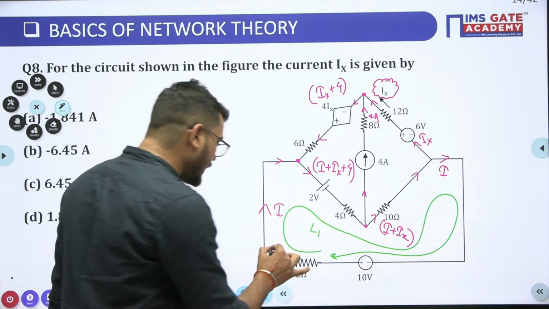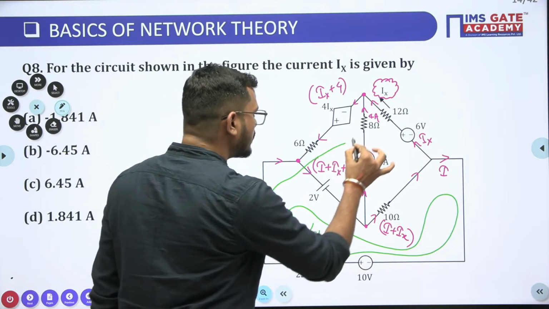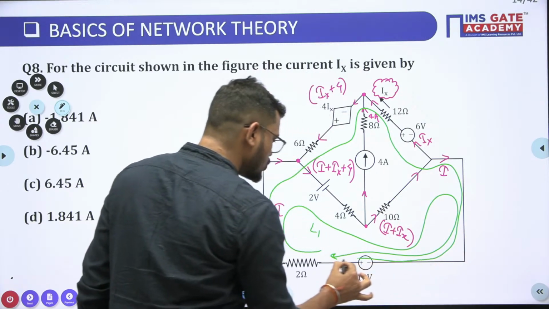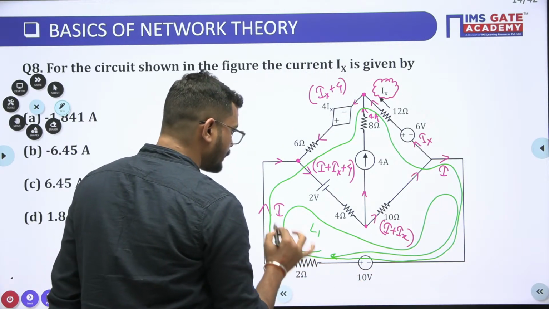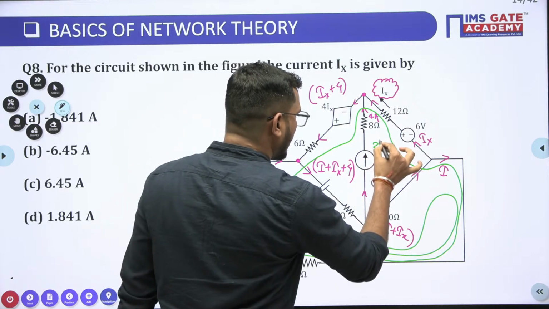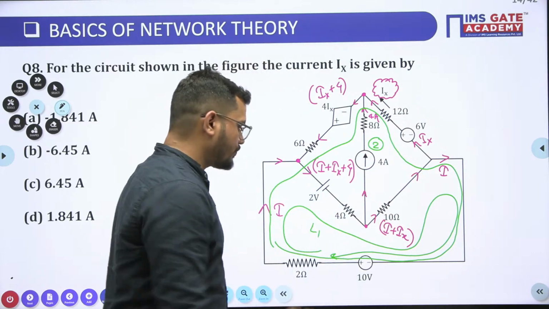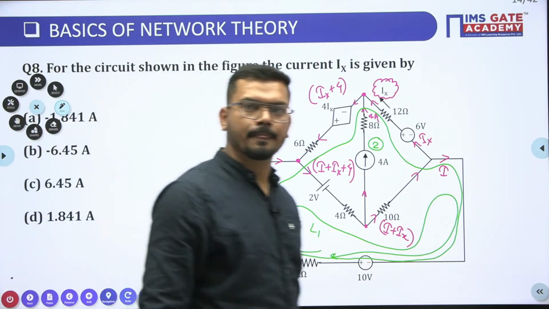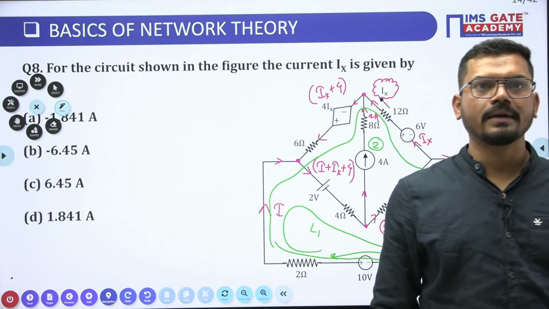Again, as we can see, this is the second path we have. So I'm taking this path also, and assuming this is loop 2 and this is loop 1. Is it clear to all? Yes or no? Respond please.